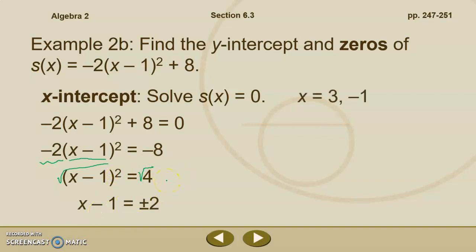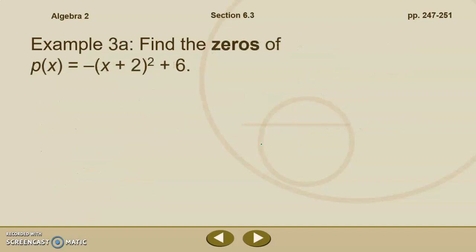We'll then create two different equations, x minus 1 equals positive 2, and x minus 1 equals -2, and solve for x. When we do that, we find that x is equal to 3, or -1. So our zeros are x equals -1 and 3.